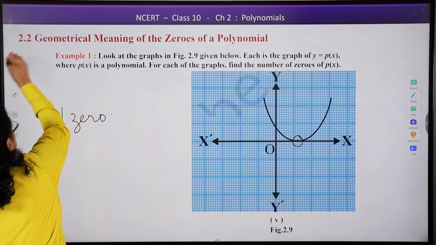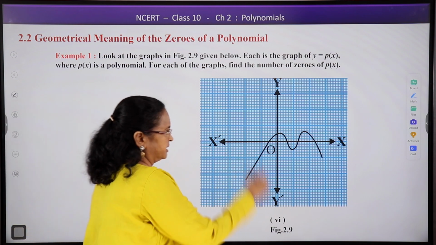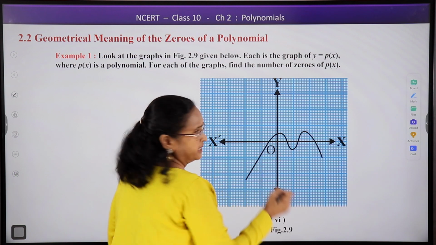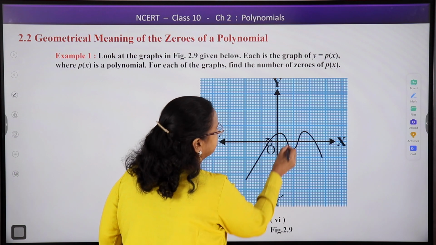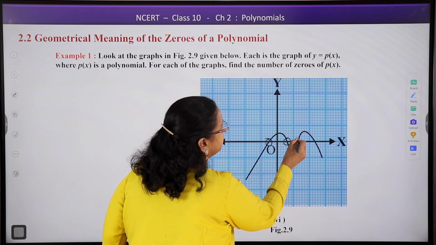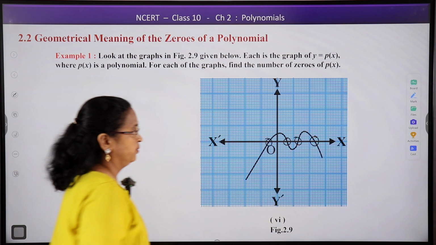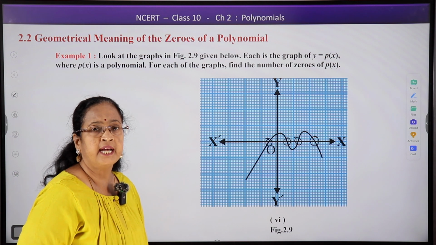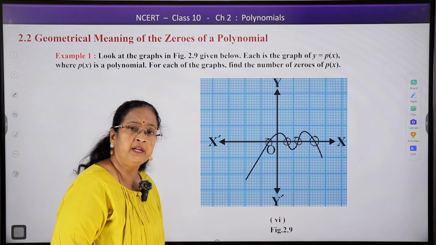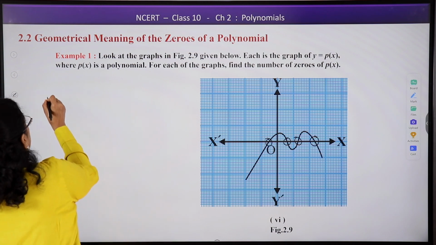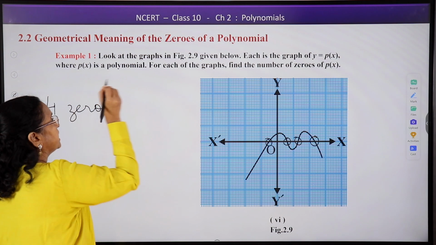Alright? Okay. Now, look at this. Yes. Please tell me how many points does it cut? 1, 2, 3, 4. It cuts the x-axis at 4 points. So how many zeros of the polynomial? Correct. The particular polynomial has 4 zeros.